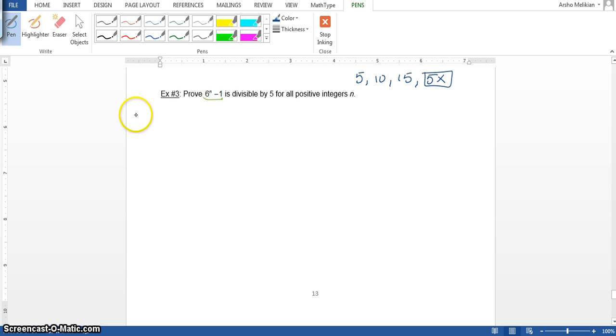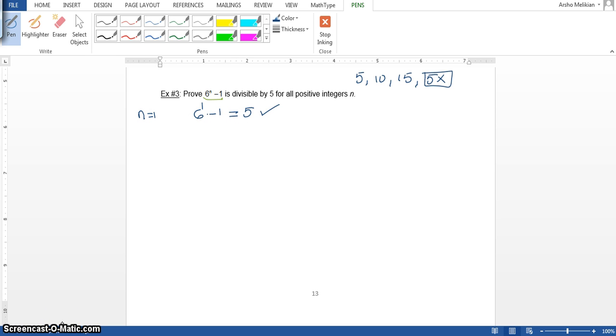Let's see where we're going to get here. Okay, so n equals 1, the first case, 6 to the power of 1 minus 1. What does that equal to? 5. Is that divisible by 5? Yes, that's divisible. So we just proved that the n equals 1 case is divisible by 5.